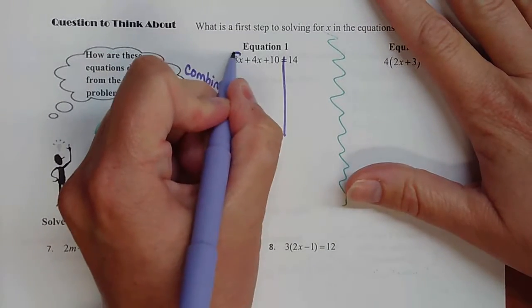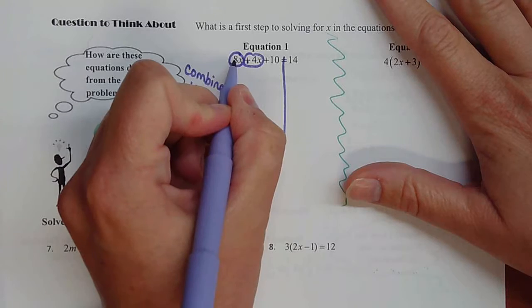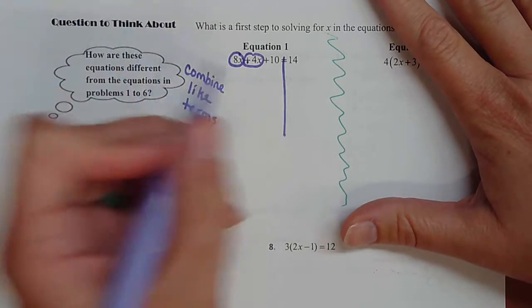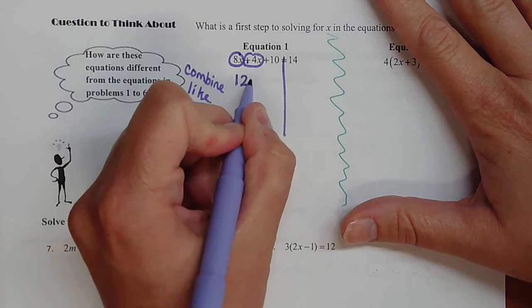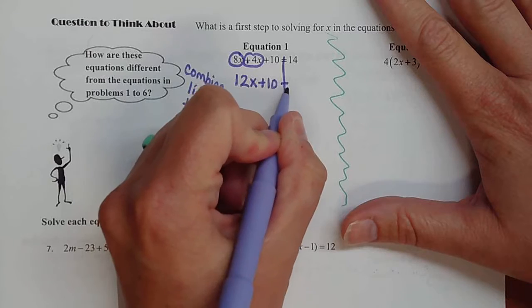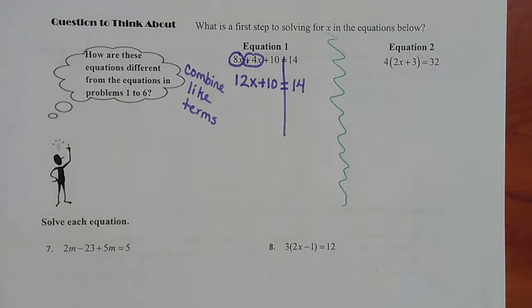So I have 8x's plus 4x's. 8x's plus 4x's, that'd be like 8 apples plus 4 apples. I have a total of 12 apples or 12x. Just bring down the plus 10. Bring down the equal sign, bring down the 14. And now you're back to where we were yesterday.